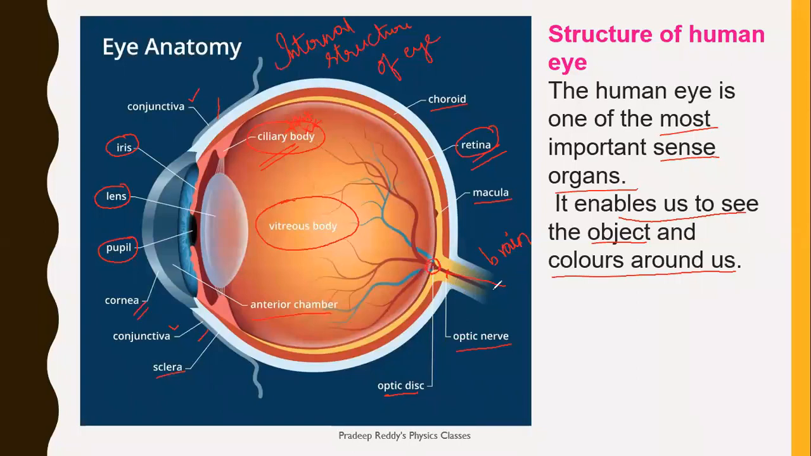Now, what actually happens when you place an object in front of the eye, and where the image is obtained in our eye because of this lens, and how that image is carried to the brain, that we will be discussing in coming sessions, of course. This is the anatomy of eye.